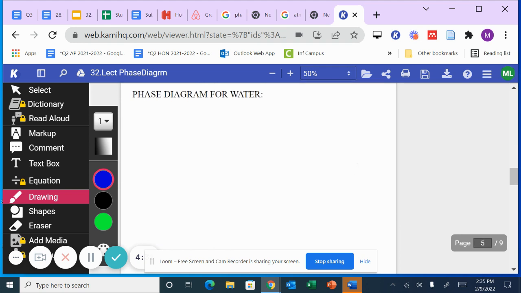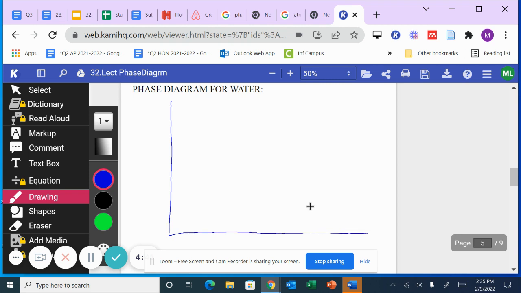Okay. So what I'm going to do for you right now is draw a phase diagram for water. Okay, let's start with the axis. In order to change the phase of water, you have to heat it up. So temperature will be on this side. Okay, so let's start at 0 degrees Celsius. This is going to be degrees Celsius. This will be 0. This will be 100, and this will be 200.